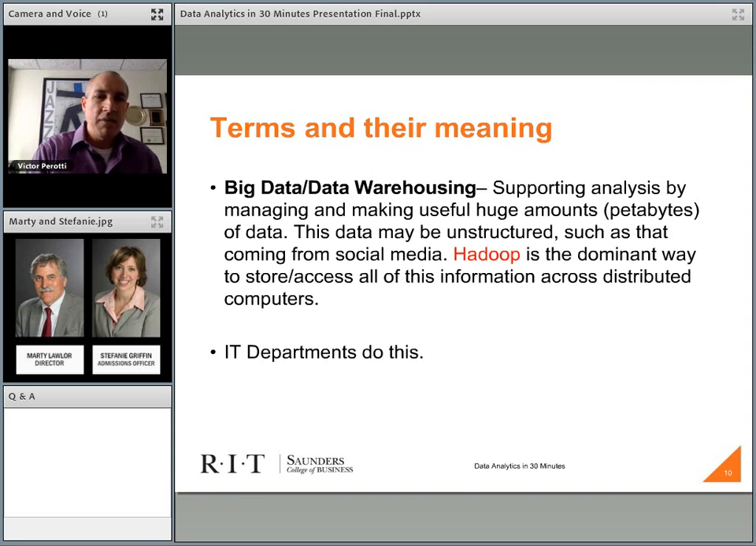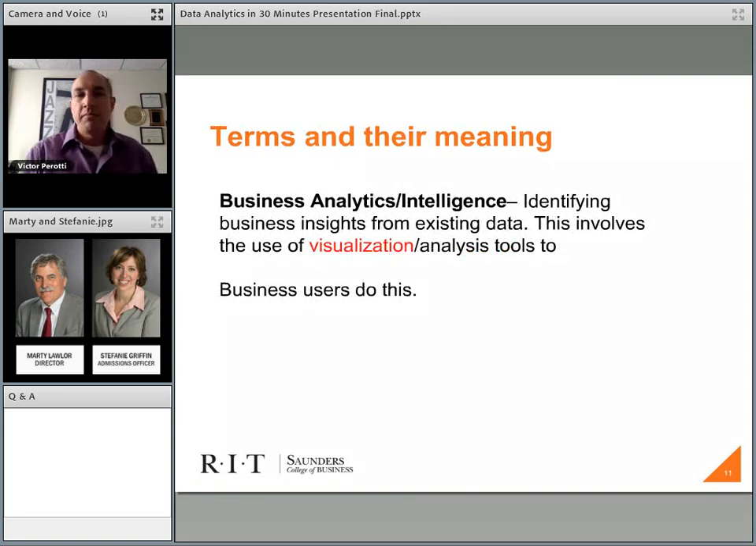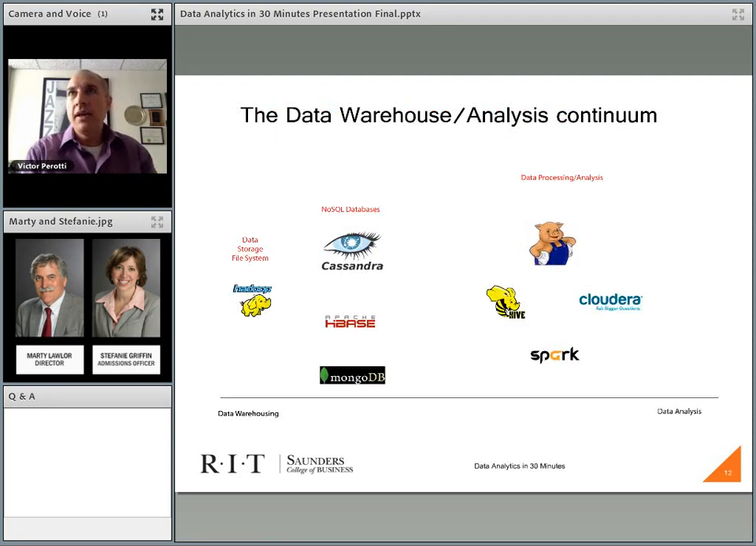And finally, we get to what I'm going to call business analytics, business intelligence, and that is identifying business insights from existing data. This is often with visualization and other tools. Business users do this. This is for the every person. So we've talked about three buckets. One is data science. The other in the middle is kind of big data, data warehousing. And the last one is this business intelligence.